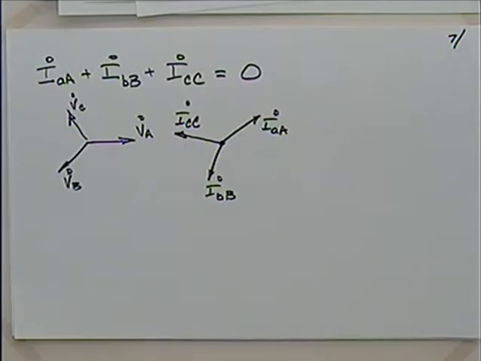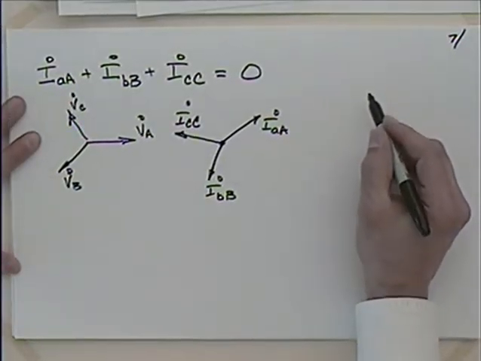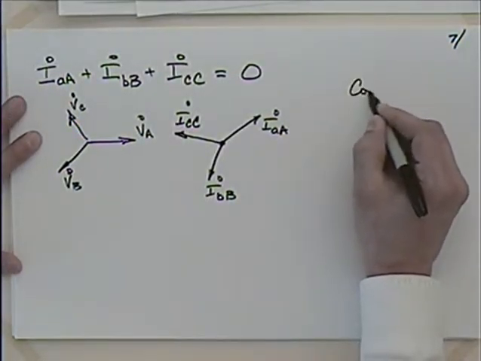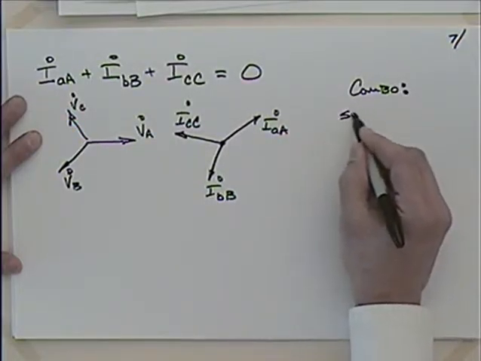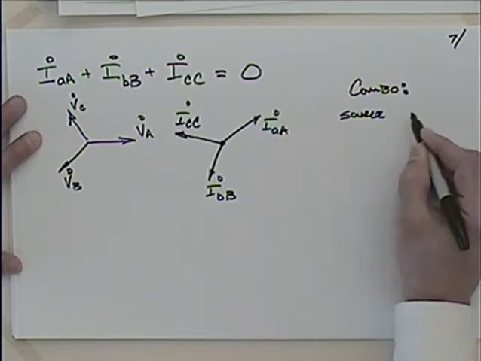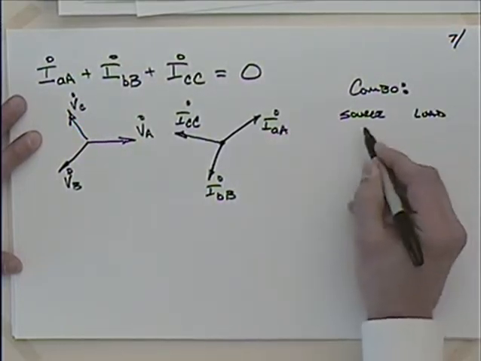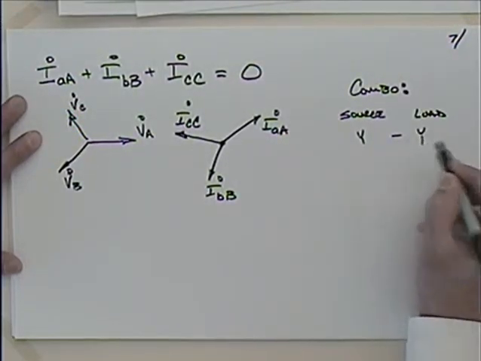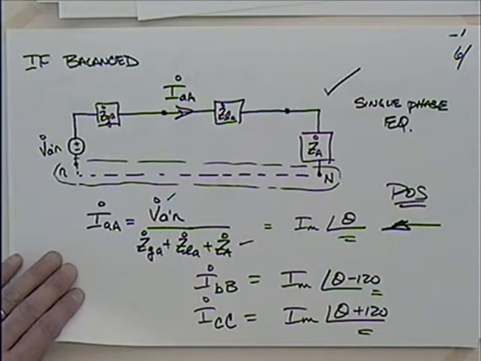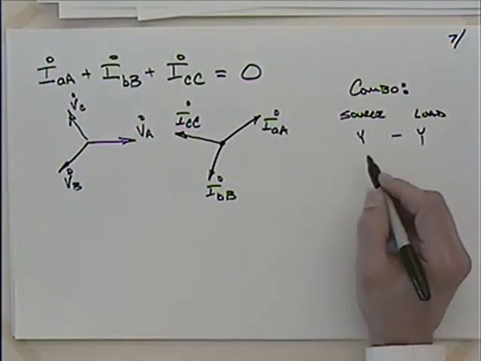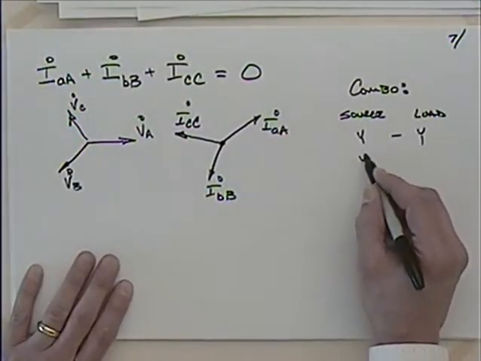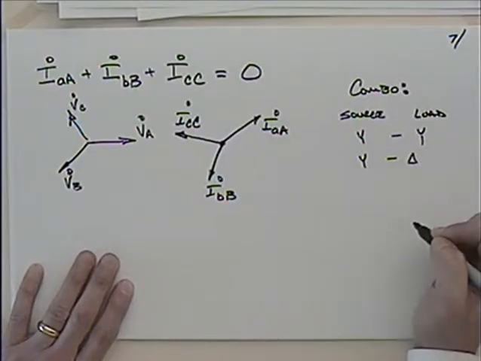Well, we're going to be getting to a situation where we have all kinds of possible combinations, where, as far as the source and the load go, we could have a Y driving a Y. That's what we got here, and it's very easy to get your single phase equivalent circuit, right? So that's what we would always like to get. Now, life's not always that way.